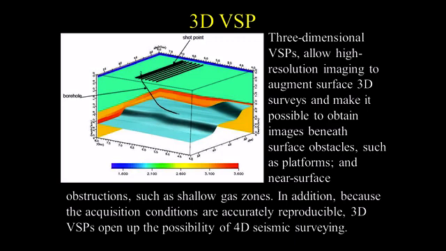Three-dimensional VSPs, as depicted here, allow high-resolution imaging to augment surface 3D surveys and make it possible to obtain images beneath surface obstacles, such as platforms, and near-surface obstructions, such as shallow gas zones. In addition, because the acquisition conditions and processing steps of VSP surveys are accurately reproducible, 3D VSPs open up the possibility of time-lapse or 4D seismic surveying.